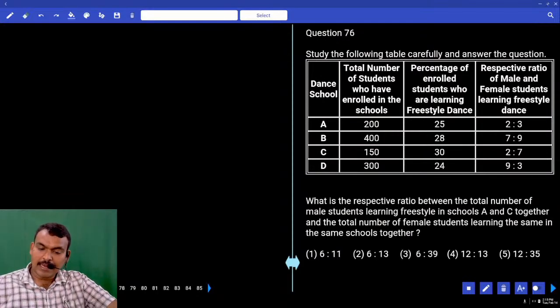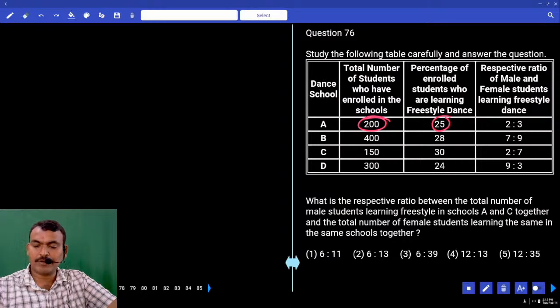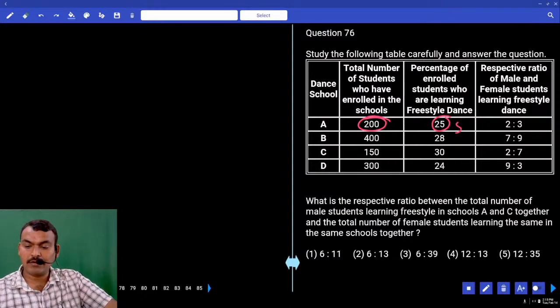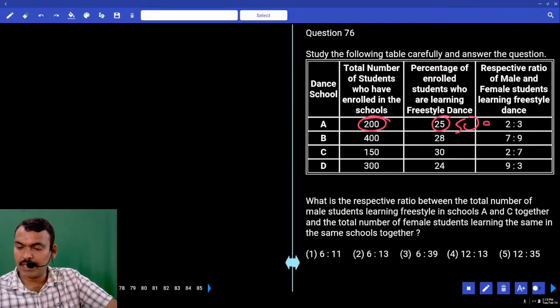First, learning freestyle in dance school A, how much? 200. In that, how much percent? 25%. 25% of 200 is 50, right? That 50 is split in which ratio? 2:3. Means male are 20 members, female are 30.